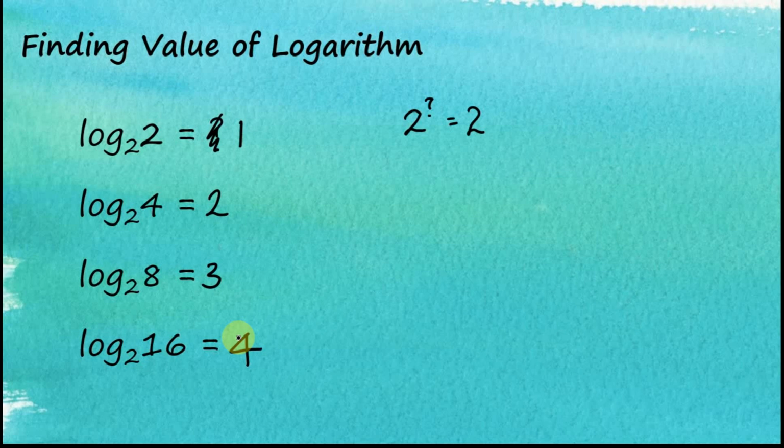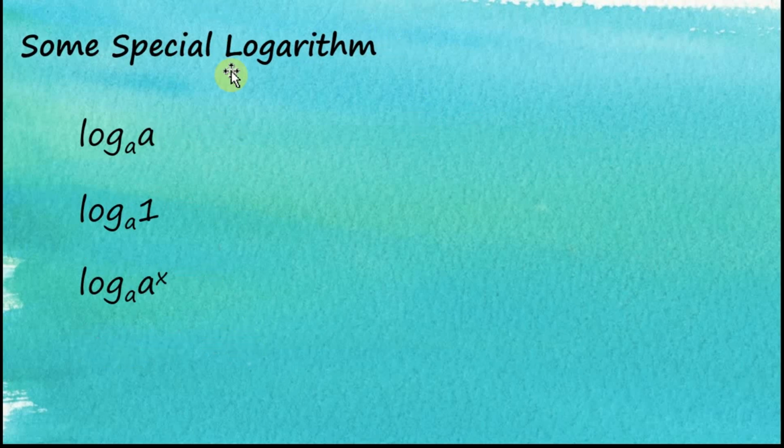Okay, let's see a few special logarithms, for example, the log of a base a. Now let's see some special logarithms whose values we can tell straight away. In index numbers, we learned that a to the power of 1 is always equal to a, no matter what the value of a is. So we can tell straight away that the log of a base a is always equal to 1.